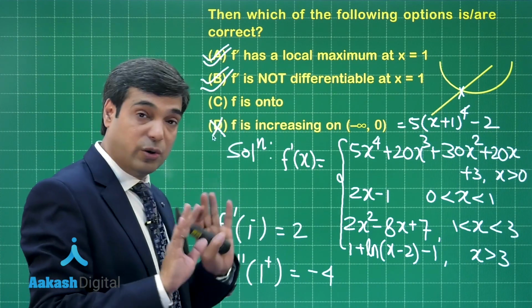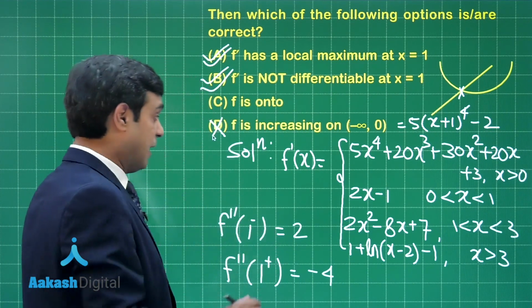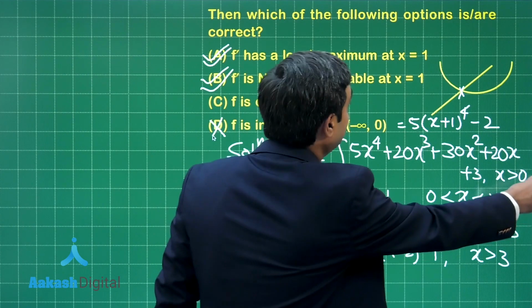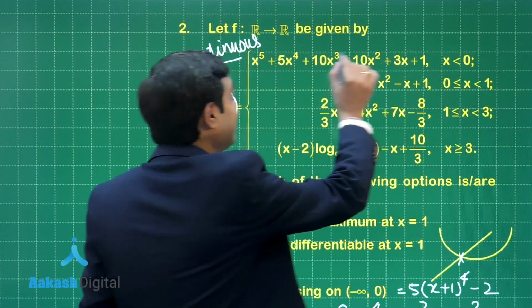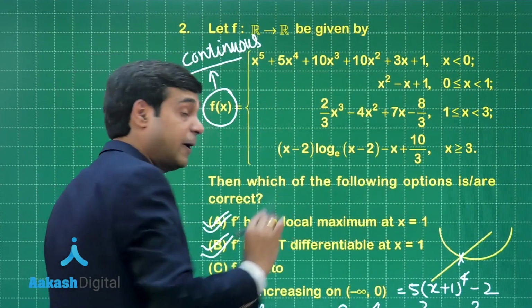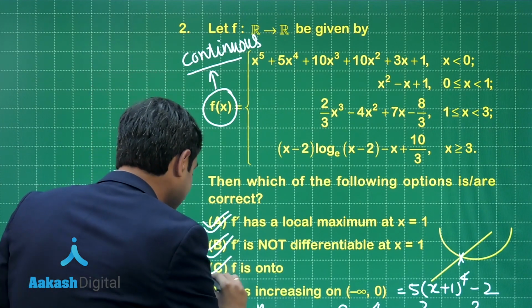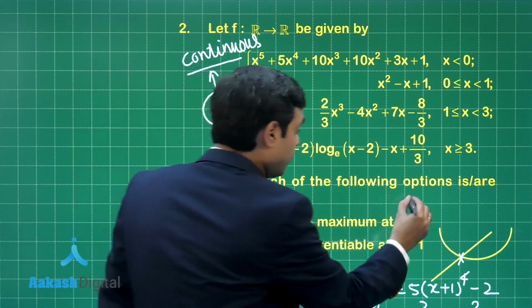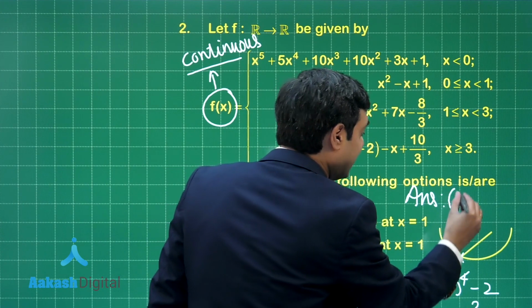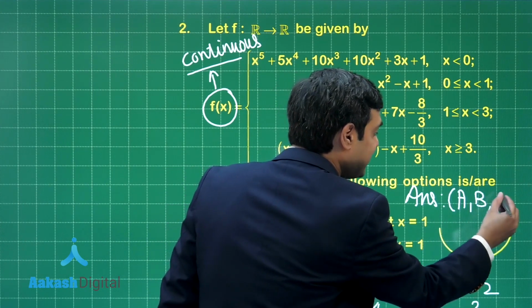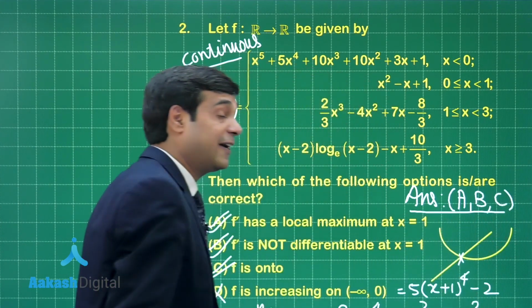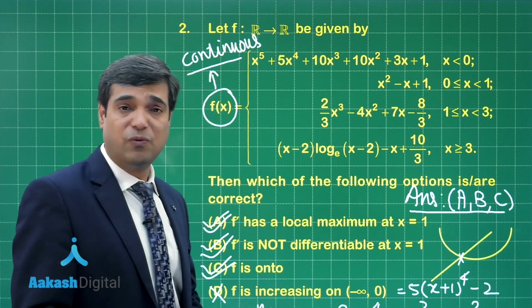Next, f is onto is the only option left. Yes, when you talk about the values of this function f, you can see it is approaching from minus infinity to plus infinity. So yes, this is an onto function. So from here we can conclude that A, B, C, these three are the correct options for this question. Let's move on to the next one.